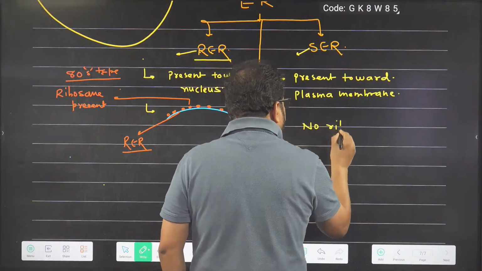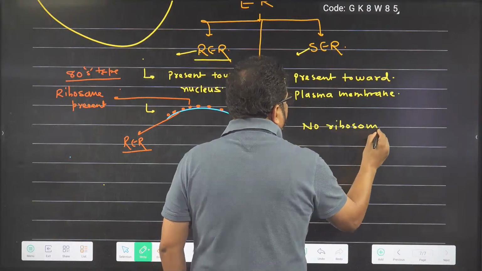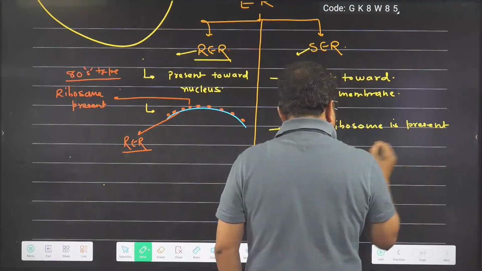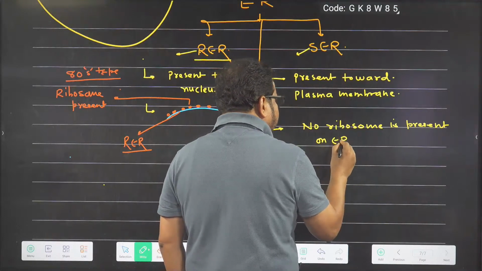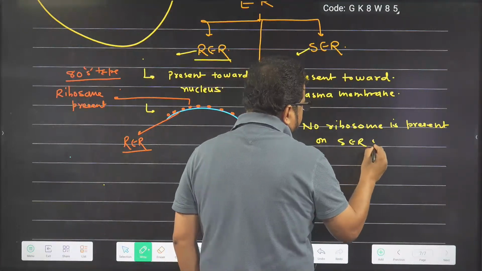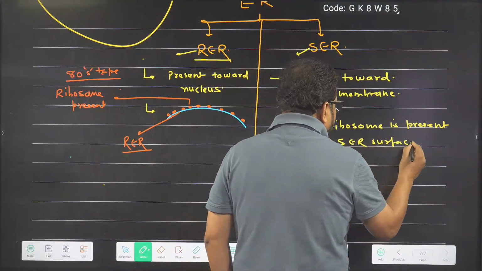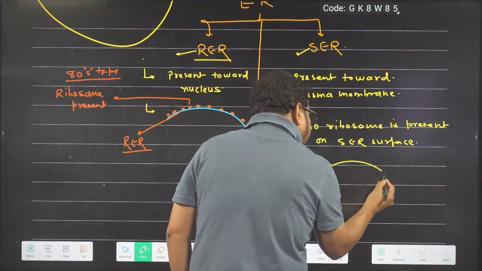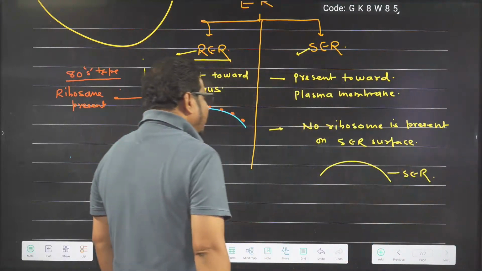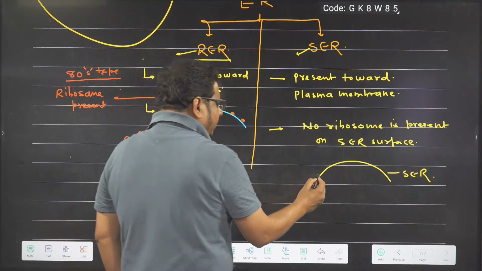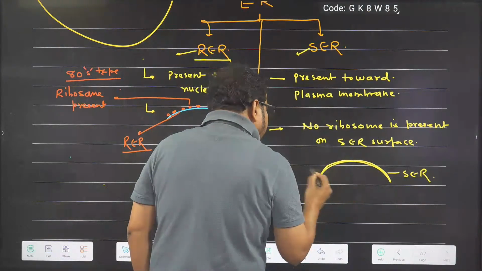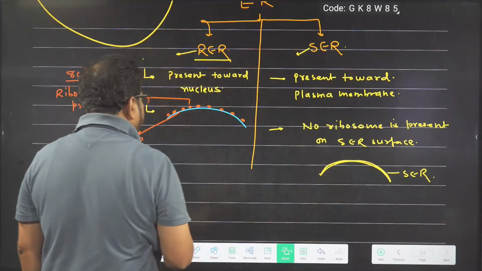No ribosome is present on the ER surface. Its surface looks smooth. This is SER, smooth endoplasmic reticulum. Are you getting the idea? I am just showing a membrane. It is a single membrane structure, so I am showing it simply by a membrane. Got the idea? In this diagram, I am showing RER or SER.